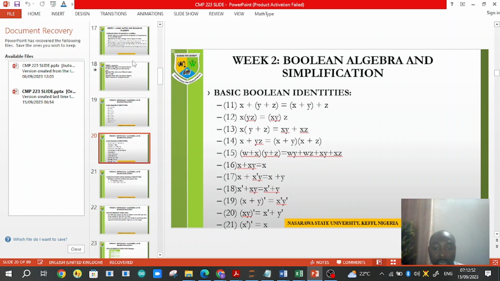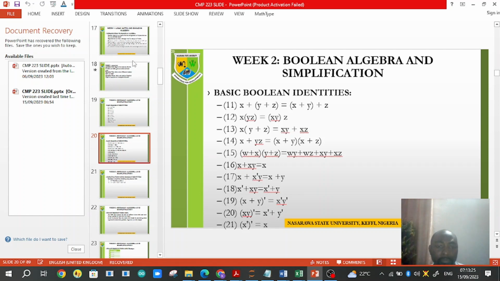Number 19, x plus y all bracket prime is equal to x prime y prime. Number 20, xy all prime is equal to x prime plus y prime. And then at number 21, we have that x prime close bracket prime is equal to x. Right, so basically these are some of the basic Boolean identities. So let's see how we can examine some of them.